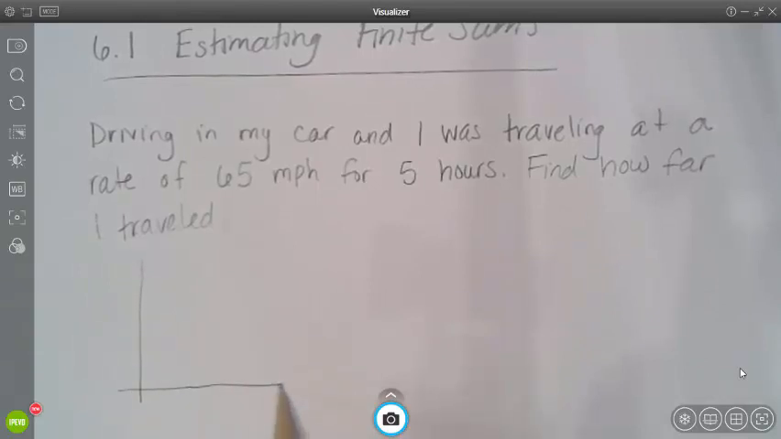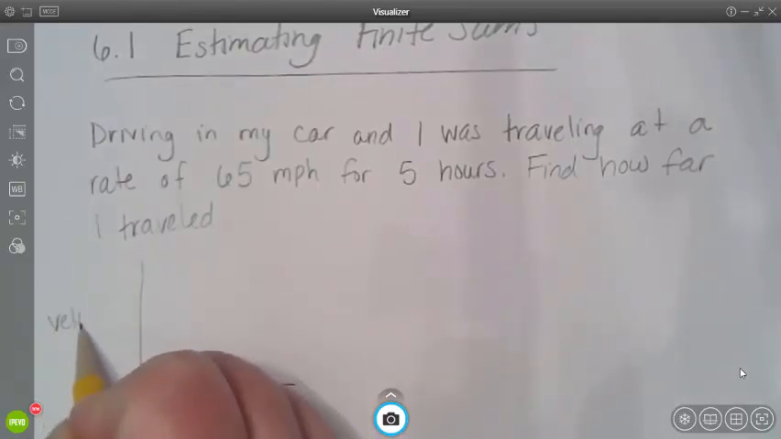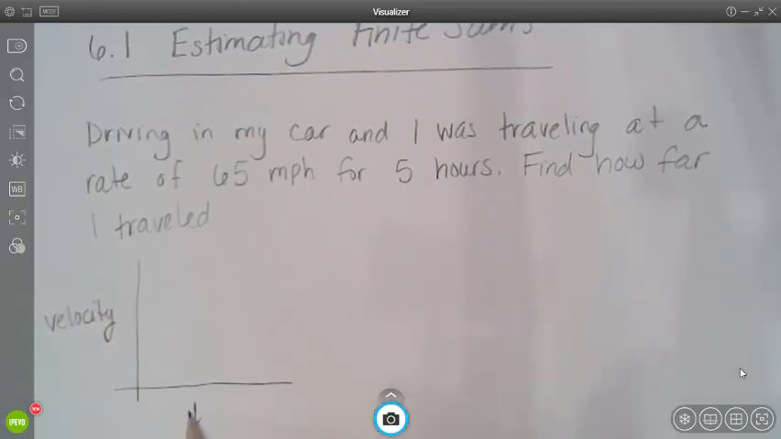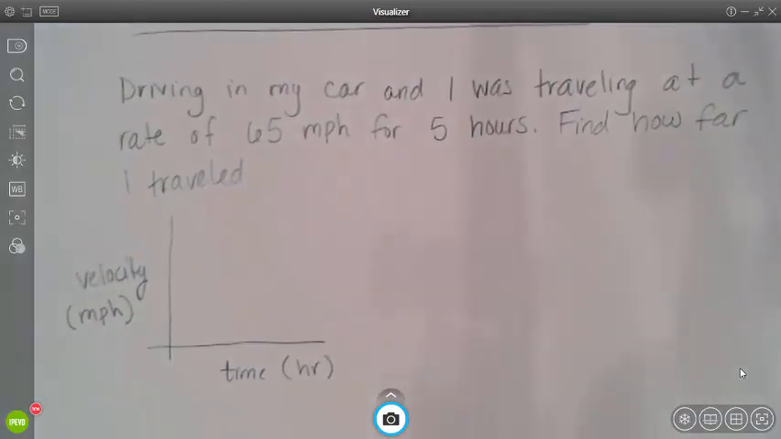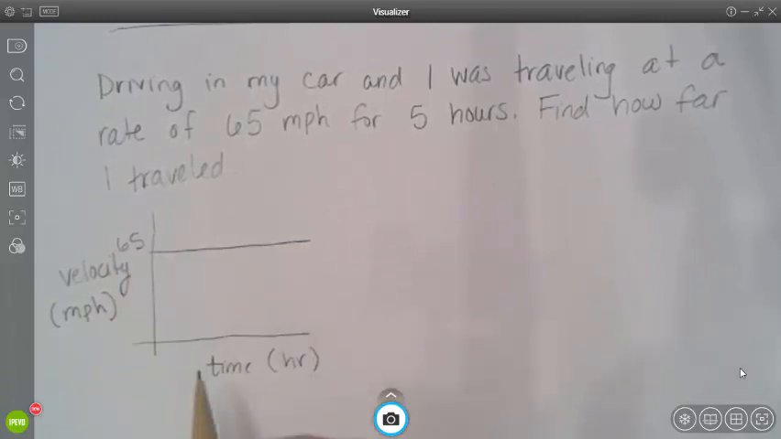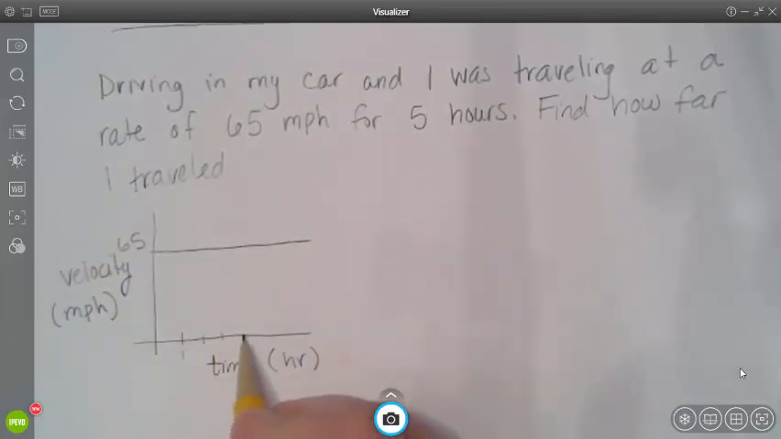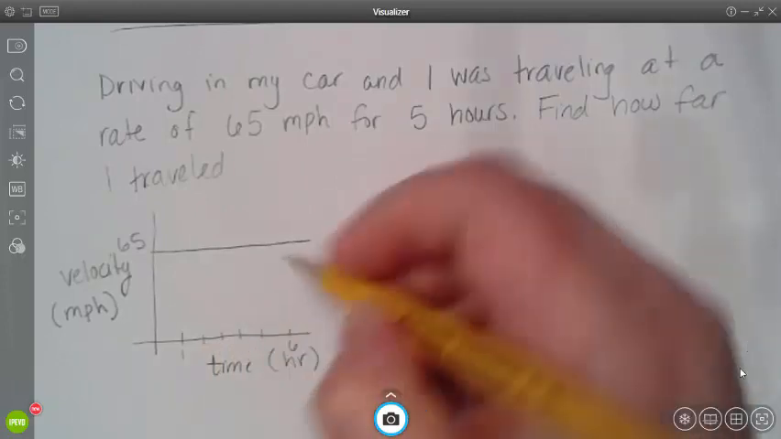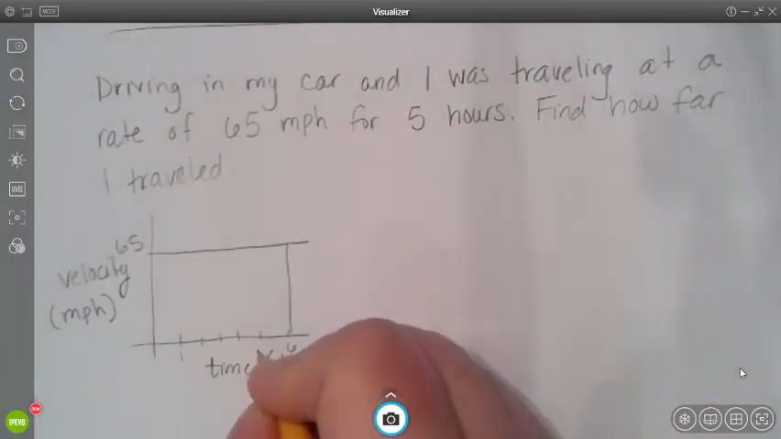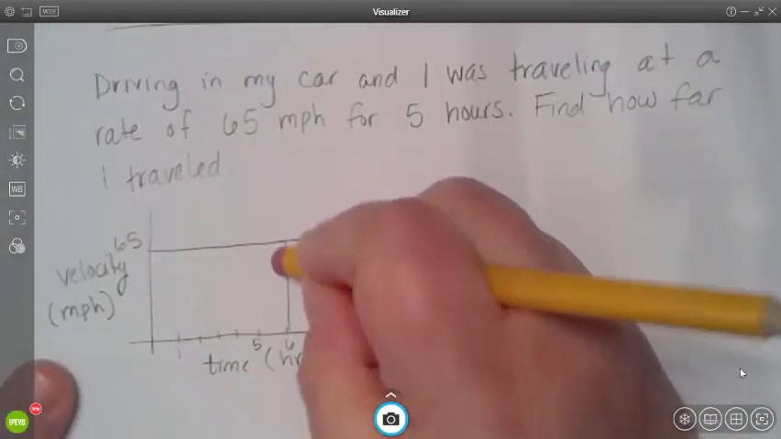Okay, so here's my graph, here's my velocity on my y-axis. Here is my time, and that's in hours, and my velocity is in miles per hour. Okay, so graphically, if I look at this, we'll say that right here is 65 miles per hour. We go 1, 2, 3, 4, 5 hours. Sorry, 5 hours is what we went. Let me erase that.